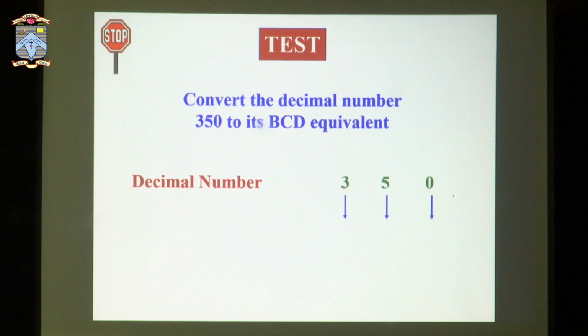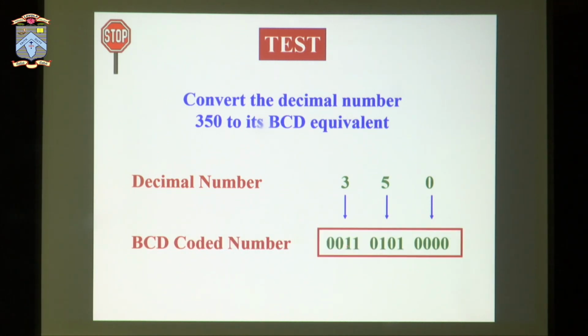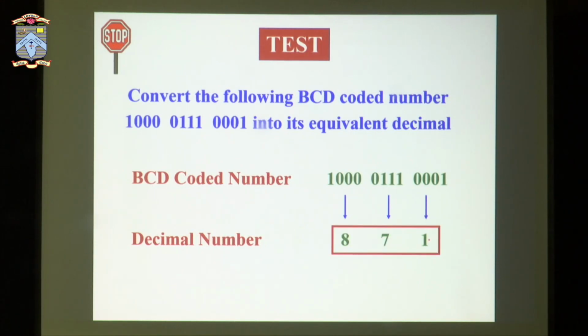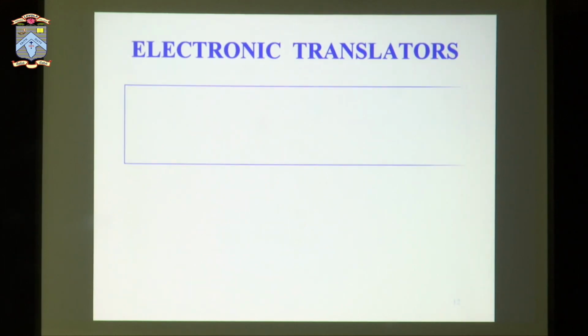Convert the decimal number 350 to its BCD equivalent. We are writing 3 in a group of 4 bits, 5 as usual, and 0 we are writing with 4 zeros. Next one is convert the following BCD code into its equivalent decimal.